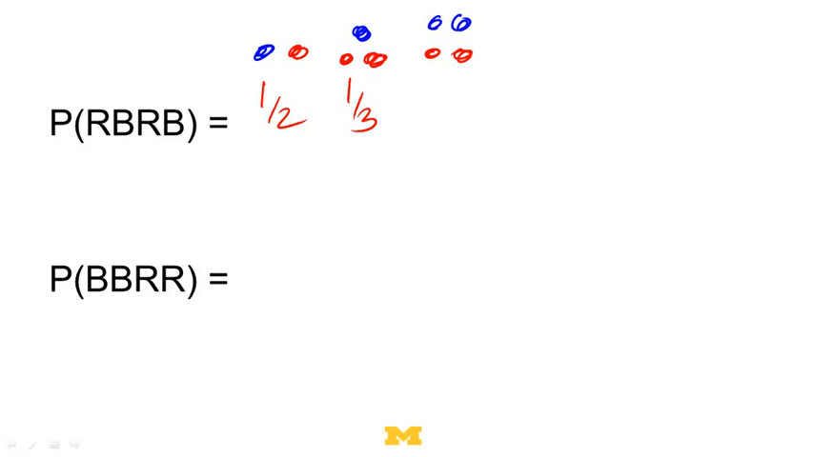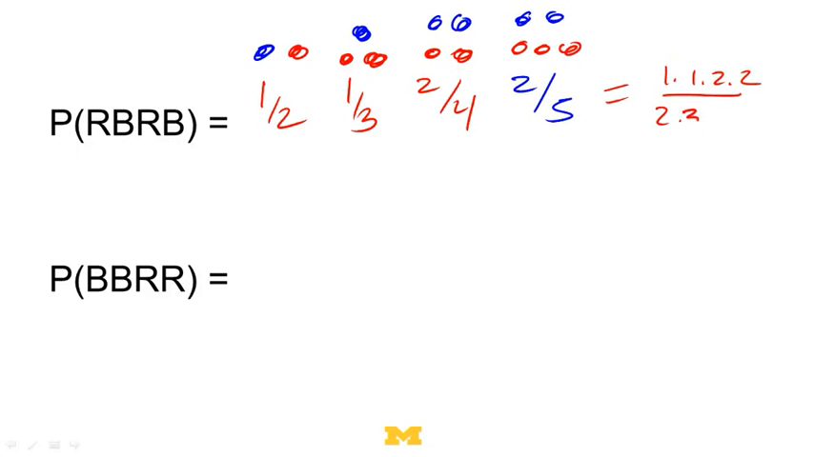So the odds of picking a red ball are 2 out of 4. So I add another red ball. So I've got 2 blue and now I've got 3 reds. And so the odds of picking the blue ball are 2 out of 5. And so what I end up with is a total of 1 times 1 times 2 times 2 over 2 times 3 times 4 times 5.